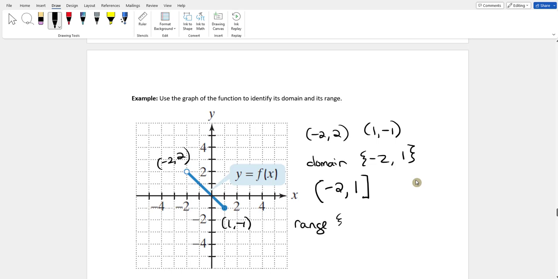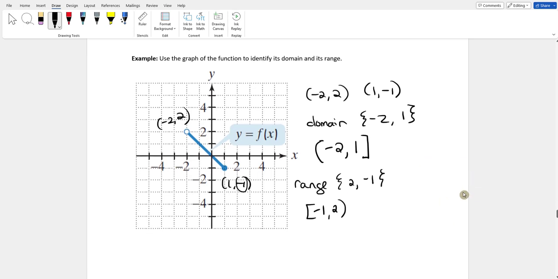My range will be the y values, and when we write it in interval notation, we're going to write it with a bracket. We always start with the smaller number, so it's going to be negative 1. Negative 1 has a closed circle here, and then it's going to go up to 2. 2 has an open circle, so it's going to be a parenthesis.